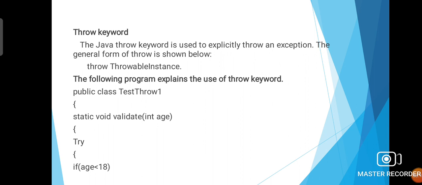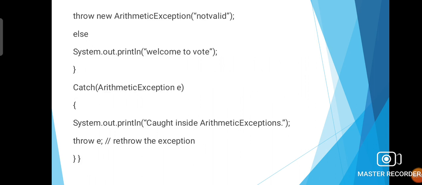The throw keyword is used to explicitly throw an exception. Throw will be used with a throwable instance. For example, in our program we have a method called validate under one class. We are going to validate the age. If the age is less than 18, we consider this as not valid, else we print welcome to vote. That is, if the age is 18 or greater, it is valid for voting. That is the simple operation we are performing.